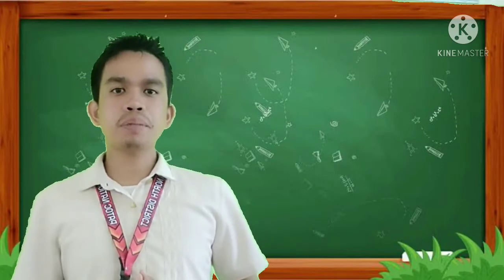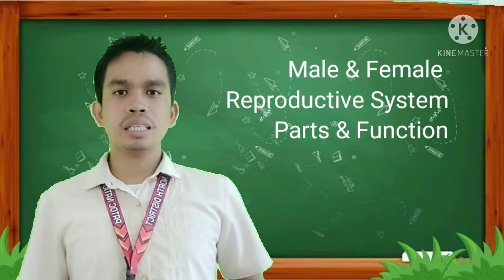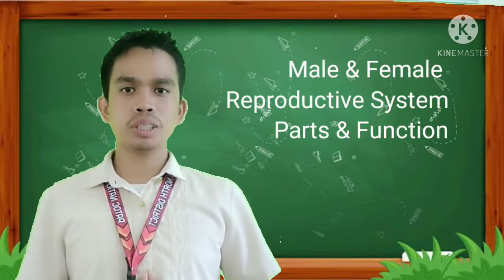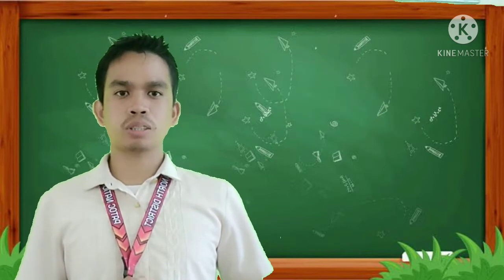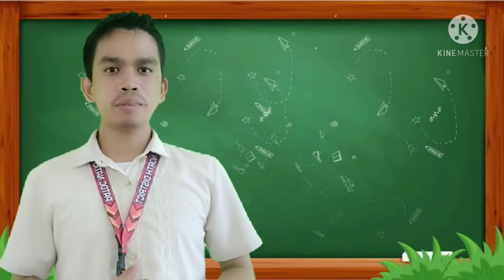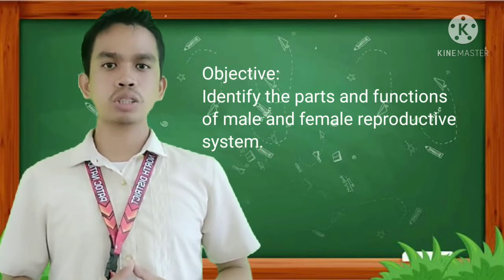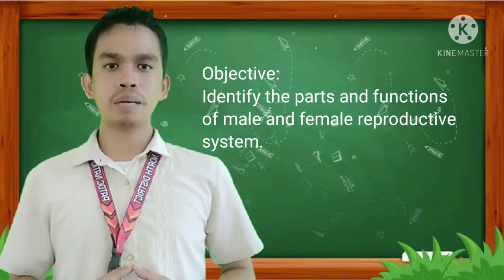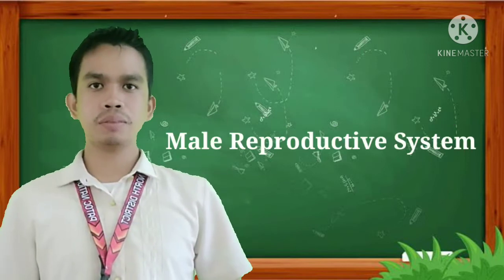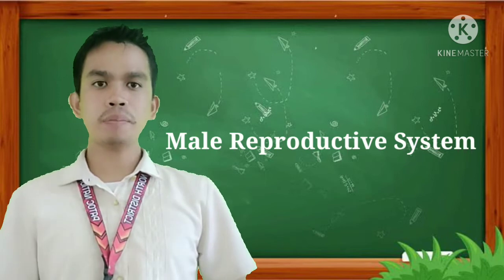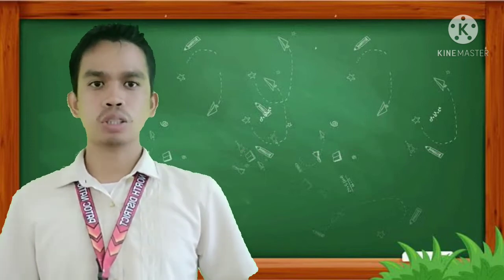Okay, the topic that we will be discussing today is the male and female reproductive system, parts and functions. At the end of this lesson, I expect that you will be able to identify all the parts and functions of the male and female reproductive system. Let's start with the male reproductive system. The male reproductive system has the following functions.